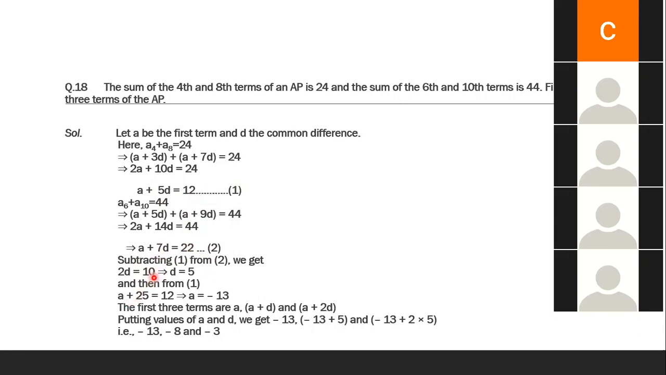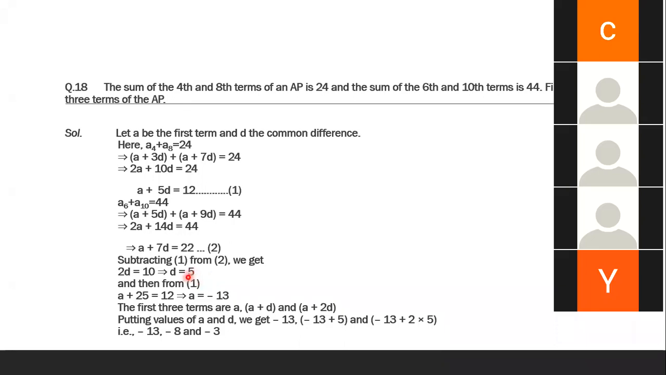Any doubt here, children? If I subtract equation 1 from equation 2, A minus A is 0. 7D minus 5D is 2D. 22 minus 12 is 10. So 2D is equal to 10. D value is 5. Any doubt, children, here? No, ma'am. Anyone have doubt in getting D value?